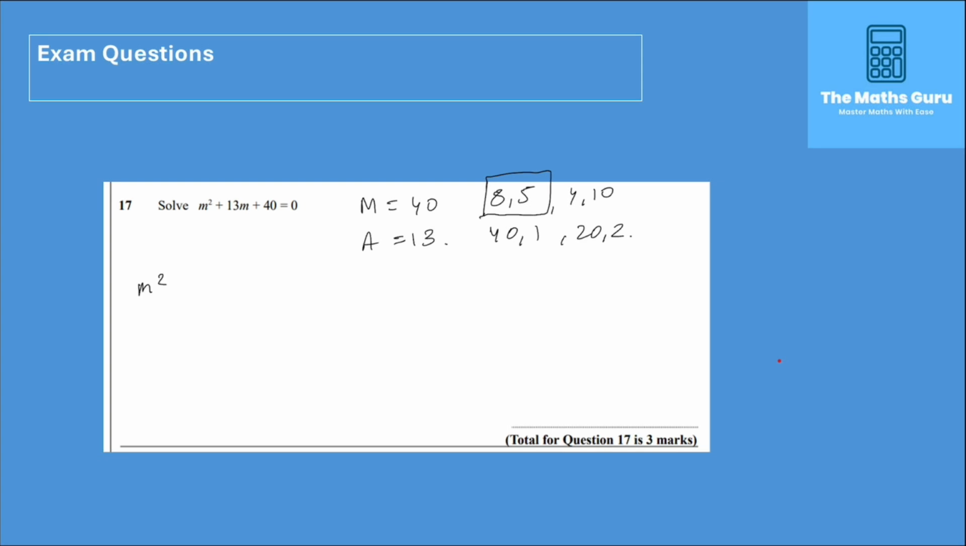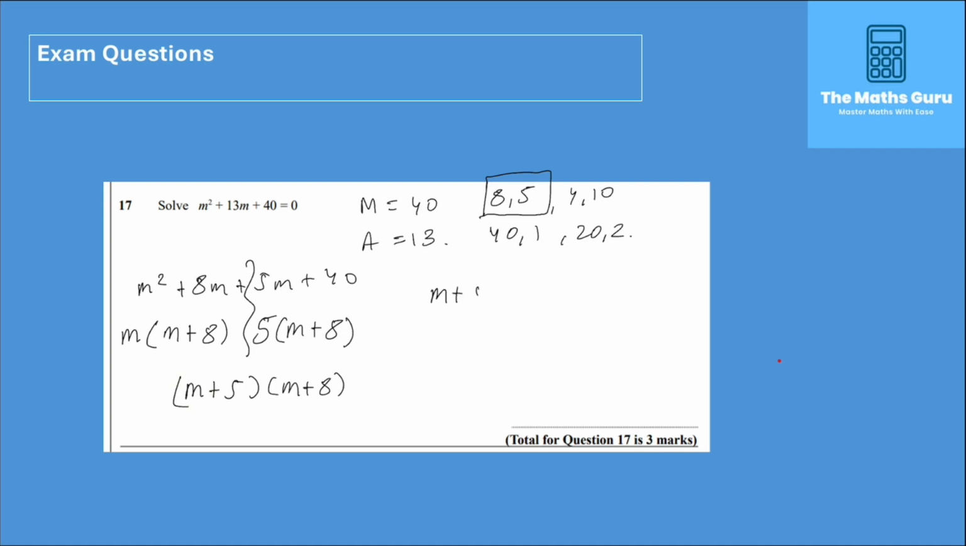So m squared plus 8m plus 5m plus 40. Draw our line, take out the highest common factor of m, then realize we need m plus 8 in the brackets, move m plus 8 onto the other side. Note that we have to times by 5 to get from m plus 8 to the expression above. Then our outside bracket becomes m plus 5, inside bracket is m plus 8, and then we solve individually. So minus 5 from both sides, and we get m is equal to minus 5. Then m plus 8 equals 0, minus 8 from both sides, and we get m is equal to minus 8. And those are our two solutions.